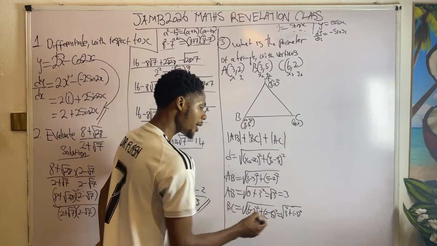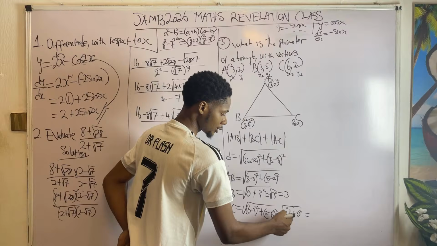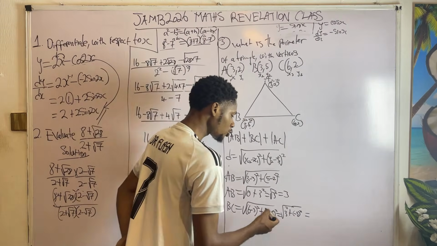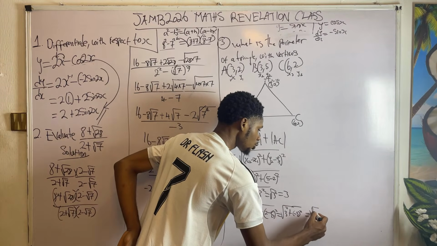Okay, so from here, BC will be equal to 3 squared plus minus 3 squared. 3 squared is what now? 9, plus another 3 squared, that is 9. 9 plus 9 is what now? 18. Okay, so you have the square root of 18.